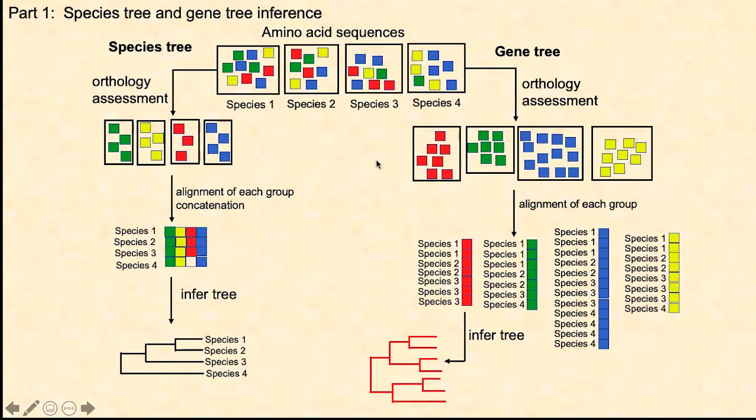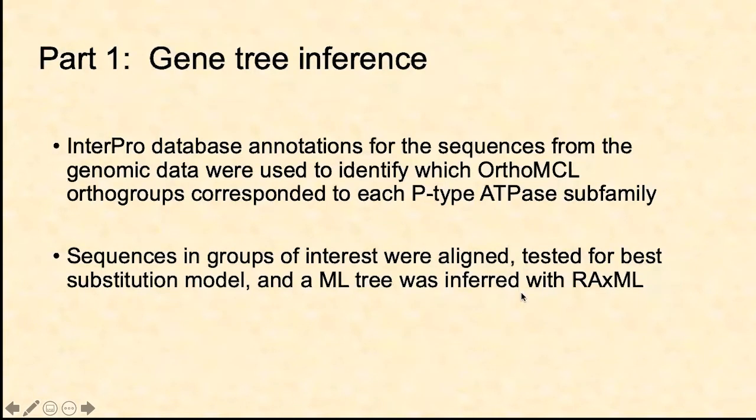So first of all, with the species tree, I don't really care what the genes are, as long as I have single copy orthologs. For the gene trees, I needed to know which ones I wanted to use. So I used the InterPro database for annotations for the sequences to figure out what each gene was, to find my P-type ATPases to make those gene trees.